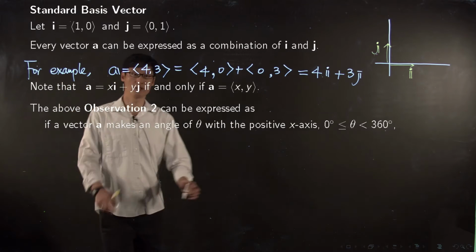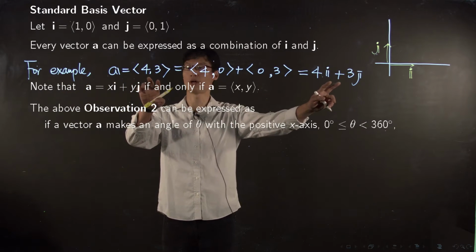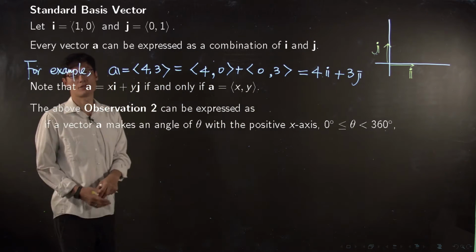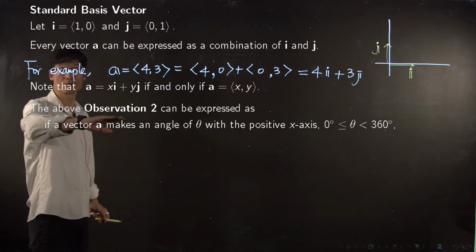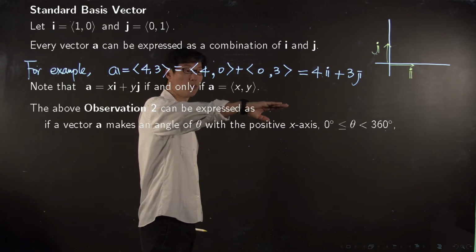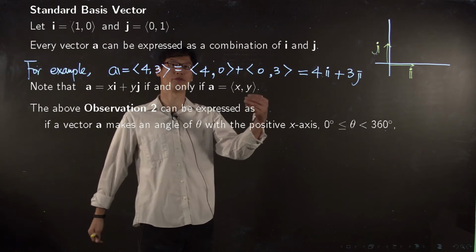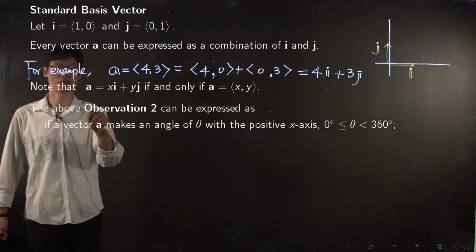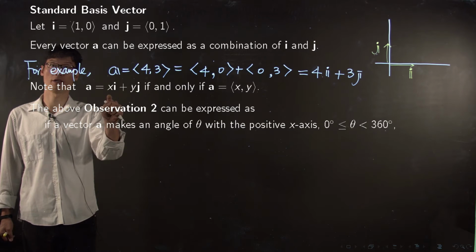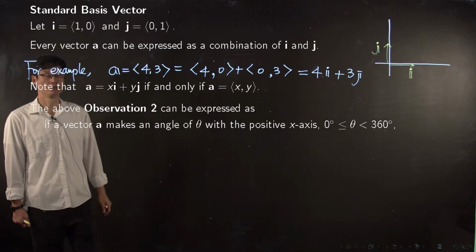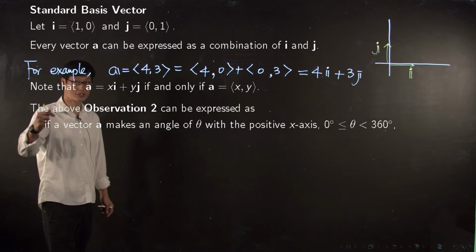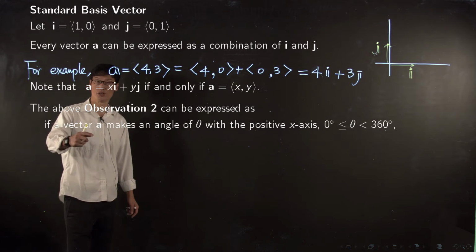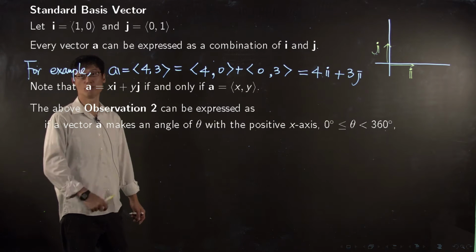This is nothing surprising. The first component is here, the second component is here. So for every vector with coordinates x and y, you can express this vector as a combination of I and J: xI + yJ. In this sense, the previous observation can be expressed in terms of I and J, the horizontal and vertical components.